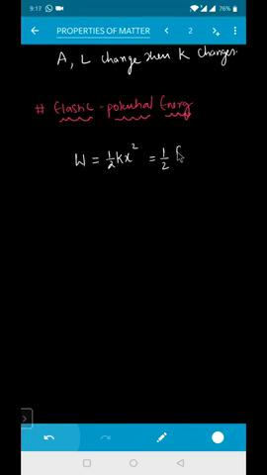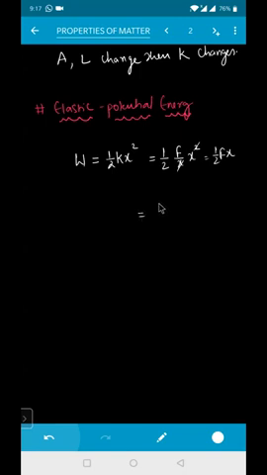It will be half into F by X into X square, isn't it? So X square and this X will get cancelled. So this will be equal to half into F into X. Okay, yes, sir.